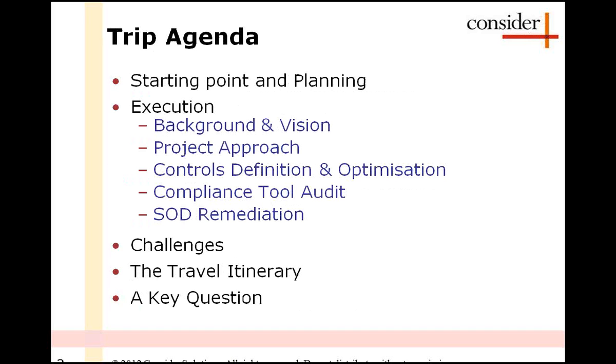So the agenda: I'm going to talk you through the starting points and introduce some of the catalysts for the program. Then Jan is going to talk through the background and vision, the project approach, and some of the challenges in controls definition, optimization, the audit implications, and remediation. Then I'm going to come back and talk about some of the bigger issues around such GRC projects and some of the challenges and balance between segregation of duties and other forms of control from what we're seeing in terms of risk monitoring. And at the end, I'm going to pose what is quite an important question for you to consider. We can discuss that, and then we'll have questions.